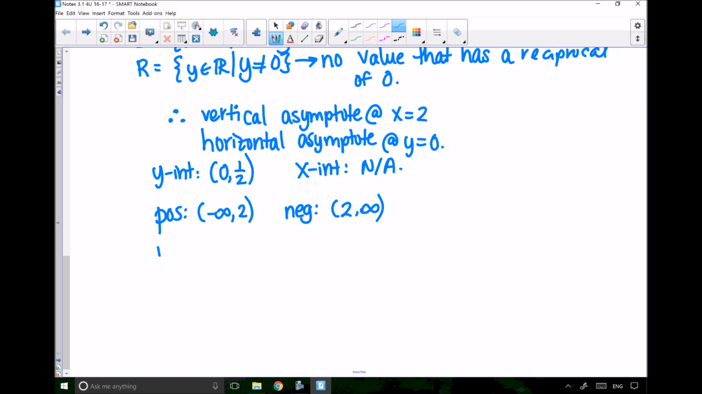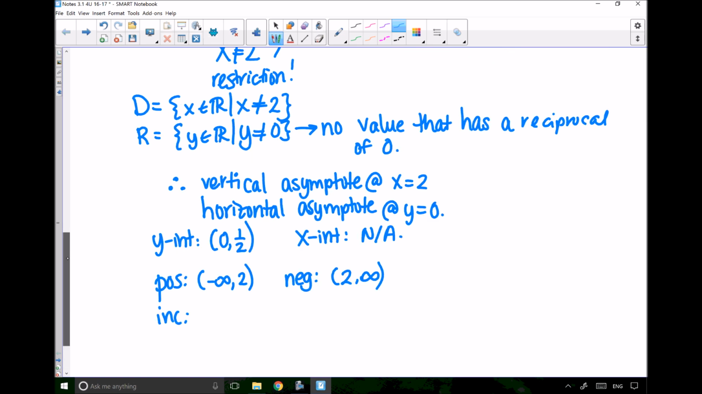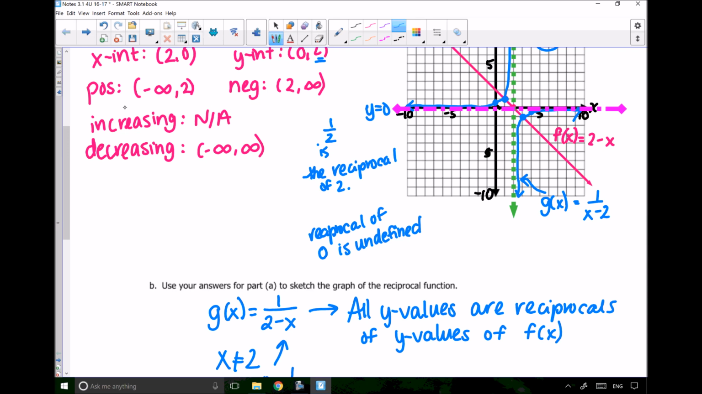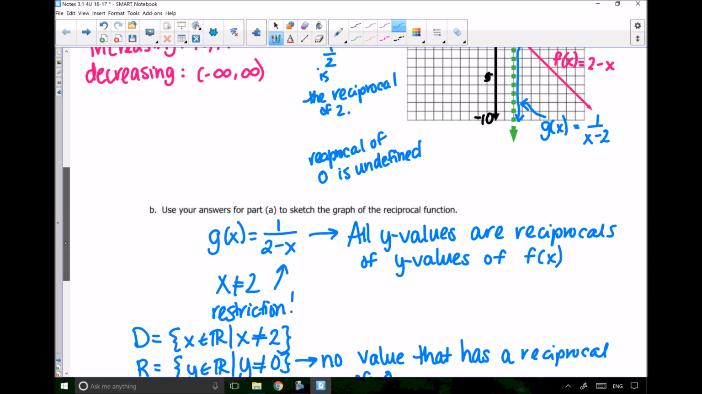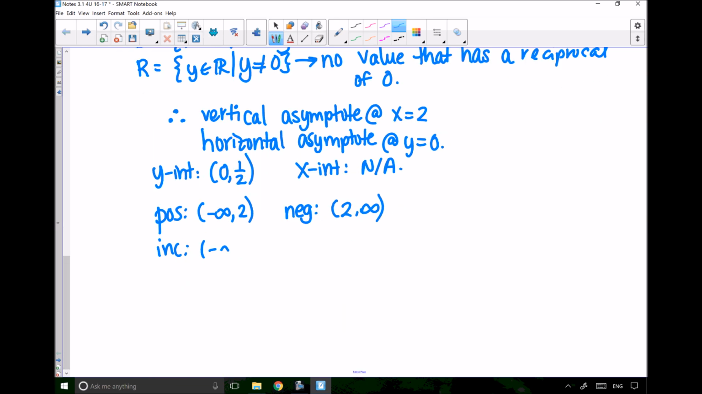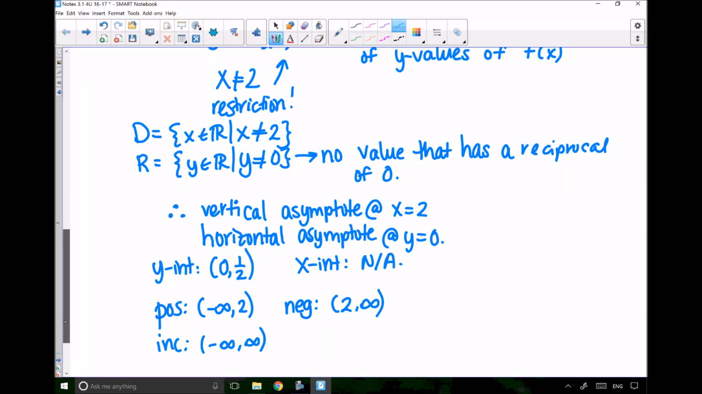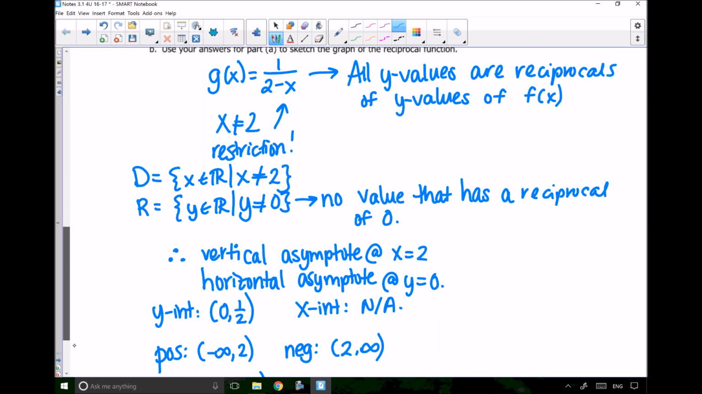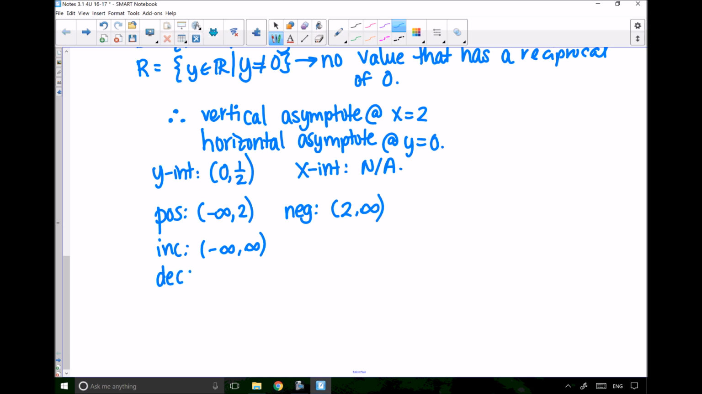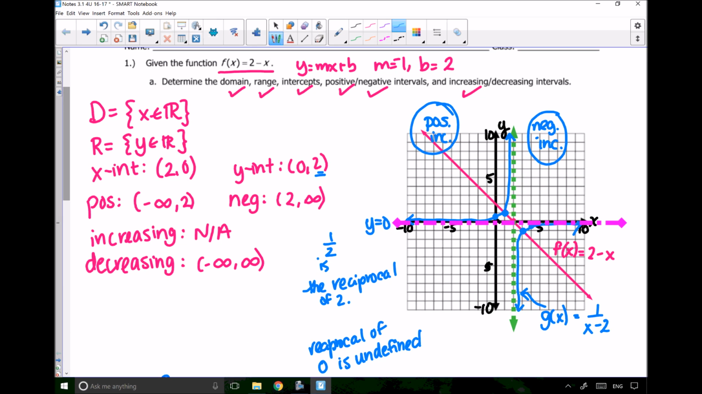Okay? And then our increasing and decreasing intervals are going to be opposites of each other. So if our original function is never increasing, then our new function is always increasing. And if our original function is always decreasing, then our new function will never decrease. So we'll say NA. Okay, and that's how our original function and our reciprocal function can relate to each other, and we can use that to help us do our graphs.